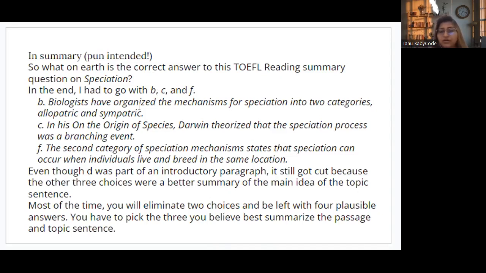B: biologists have organized the mechanism. C: Darwin theorized the speciation process. And F is this one. Even though D was part of an introductory paragraph, it still got cut because the other three choices are a better summary of the main idea, right? So you will eliminate two choices and be left with four plausible answers. You have to pick the three you believe best summarize the passage and the topic sentences, right? I hope you now have an idea of how you are supposed to do these prose summary questions.